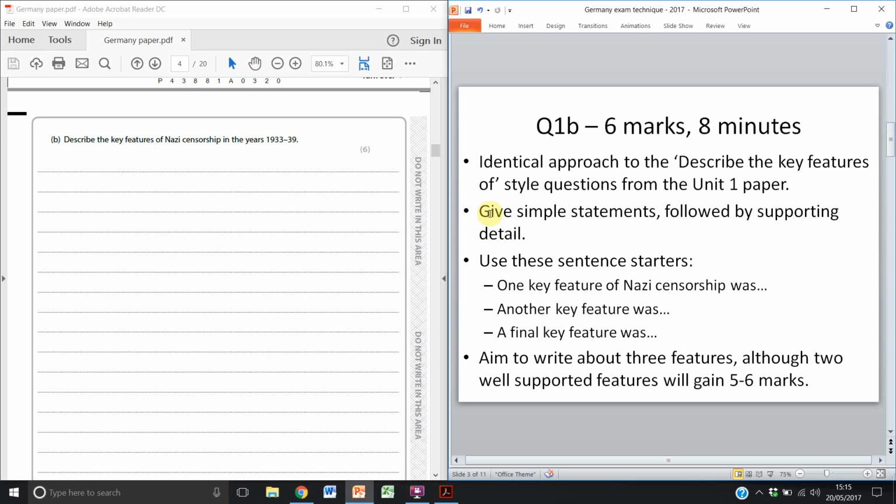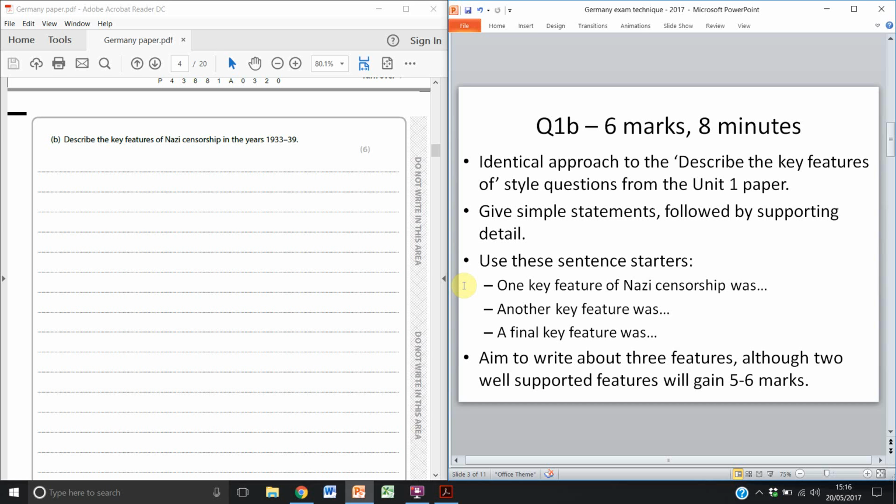And all you need to do is you need to give very simple statements that are followed by supporting detail. So you want to use these types of sentence starters. One key feature of Nazi censorship was, and then there's all kinds of things that you could talk about here. You could talk about books being burnt that the Nazis didn't want people to have access to. You could talk about the fact that newspaper reporters had to attend briefings where they were told what news they could and couldn't report on.